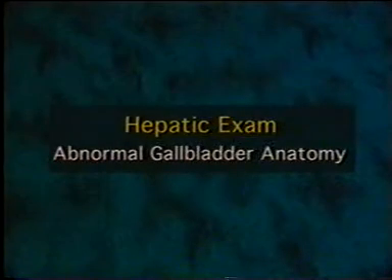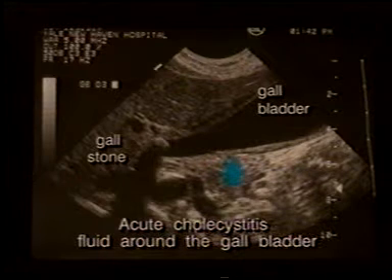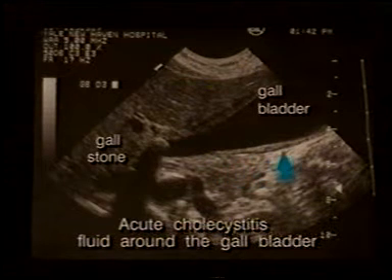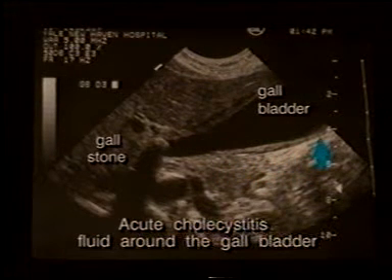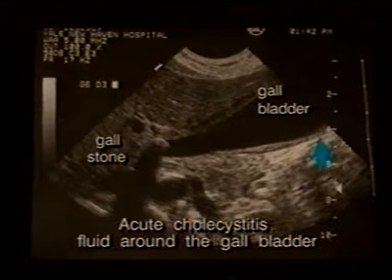Abnormalities found within the gallbladder include sludge, stones, polyp, or tumor. In the right clinical scenario, the presence of fluid around the gallbladder with a thickened wall may suggest acute cholecystitis, but it is important to elicit tenderness over the gallbladder as well.